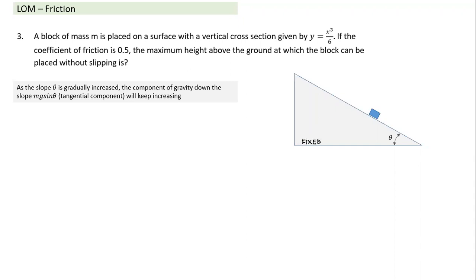Okay, so what happens here as we keep increasing theta? The component of gravity down the slope, the gravitational force, always will act down the slope only. And if the angle is theta, this component cannot change. This is equal to mg sin theta. This force is acting like this.